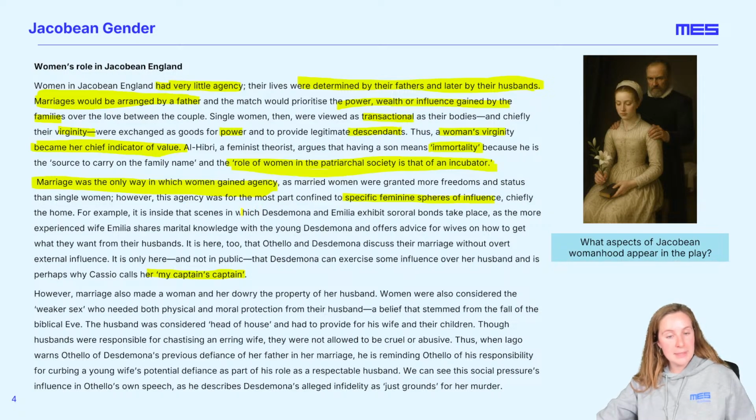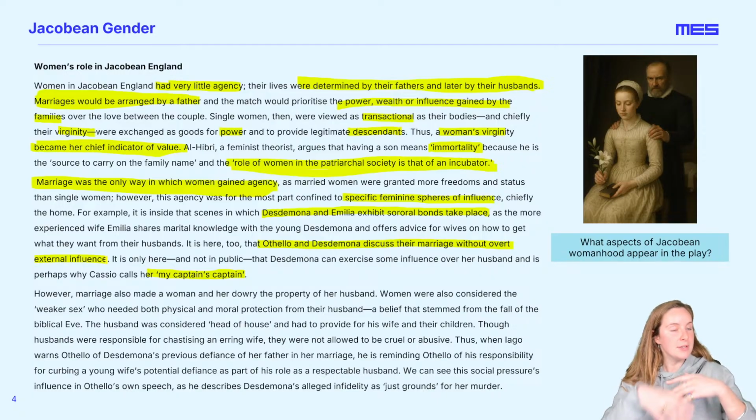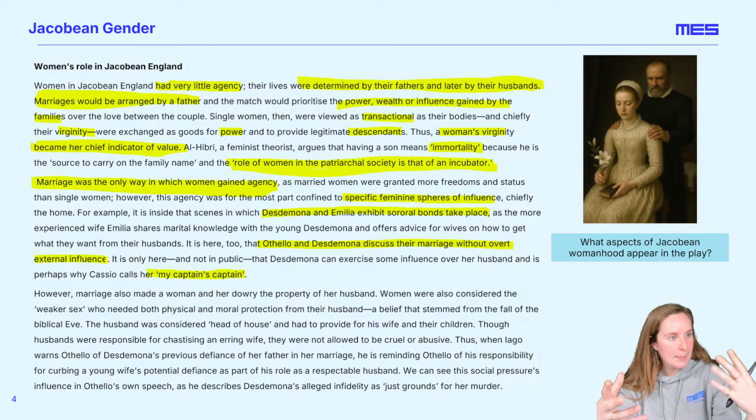However, we also have this idea of feminine spheres of influence. So Emilia and Desdemona talking together is inside within this more intimate feminine space, where Emilia shares marital knowledge with Desdemona and gives advice. It's also here that Desdemona is shown to have any influence over her husband, when she is not playing up, or he is not playing up, to the society that's watching them, but rather they're speaking more intimately. This is when he feels he cannot murder her because he loves her too much, until, of course, he's pushed.